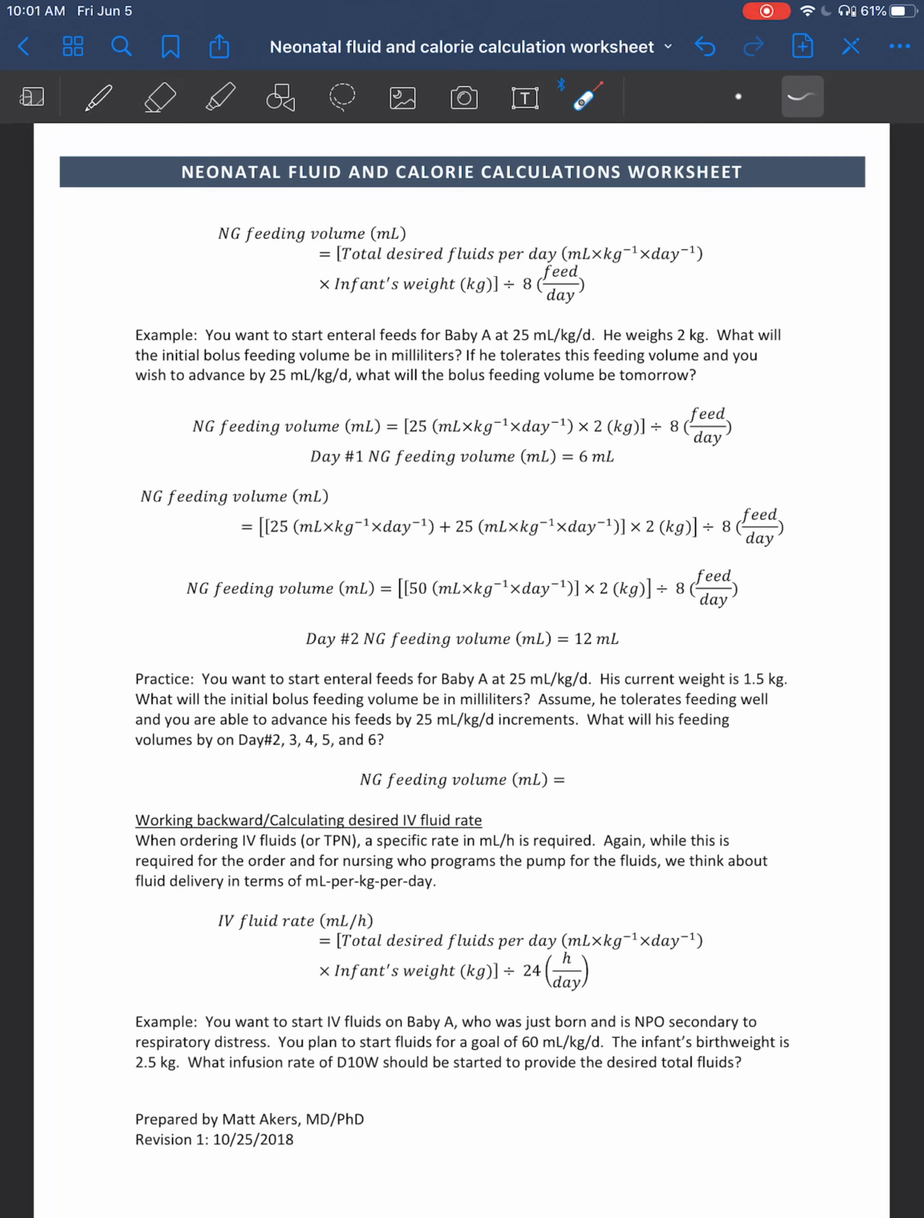So for the initial, we take 25 mils per kilo per day is where we want to start. We multiply that by the baby's weight of 2 kilograms and divide by the number of feeds per day. In this case, the feeding volume will be 6 milliliters. Tomorrow, if the baby tolerates this first feed, then we can advance. 25 plus 25, or 50 milliliters per kilogram per day, times the baby's weight divided by the number of feeds per day. So in day 2, 50 times 2 divided by 8 will give us the feeding volume of 12 milliliters.